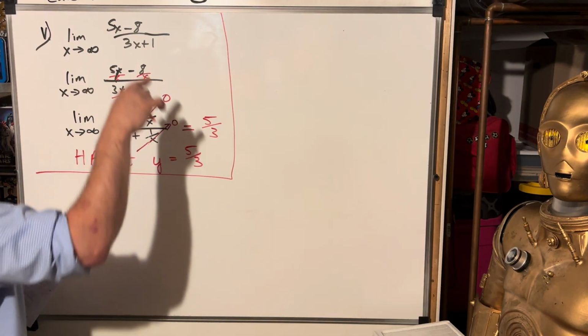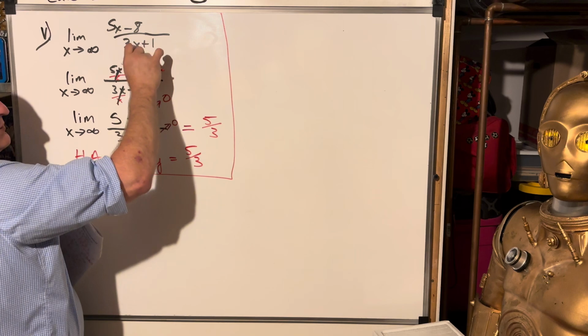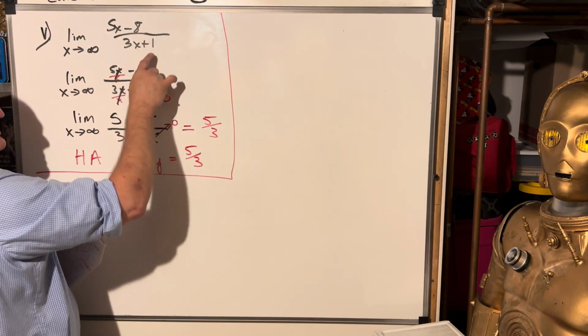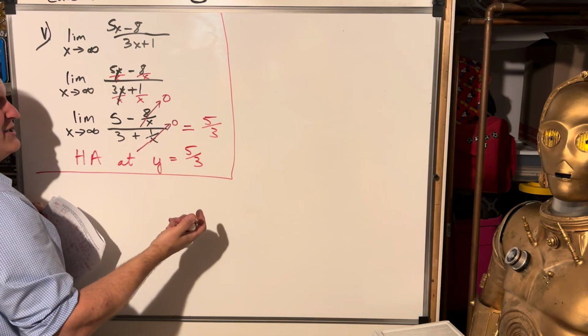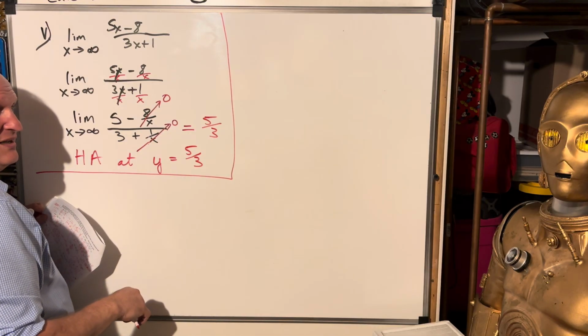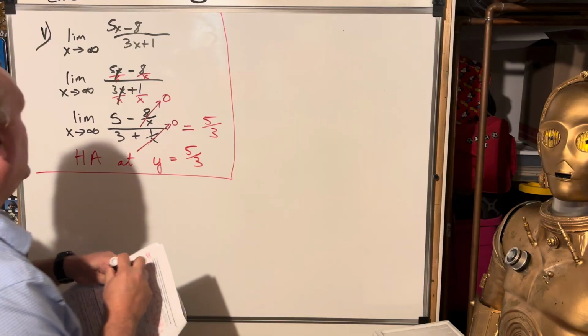Again, if we went back to the original and you said, okay, I put in 100, and that was 500 over 300 basically. And then I put in 1,000, that was 5,000 over 3,000. The plus 1 didn't change it much. The minus 8 didn't do much. Those are going to 0 in the long run. All right? So kind of big picture thinking all of these things.